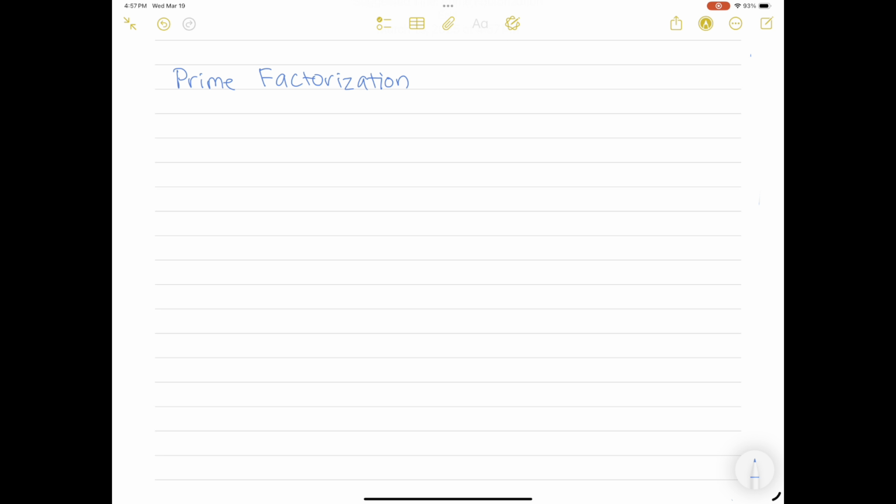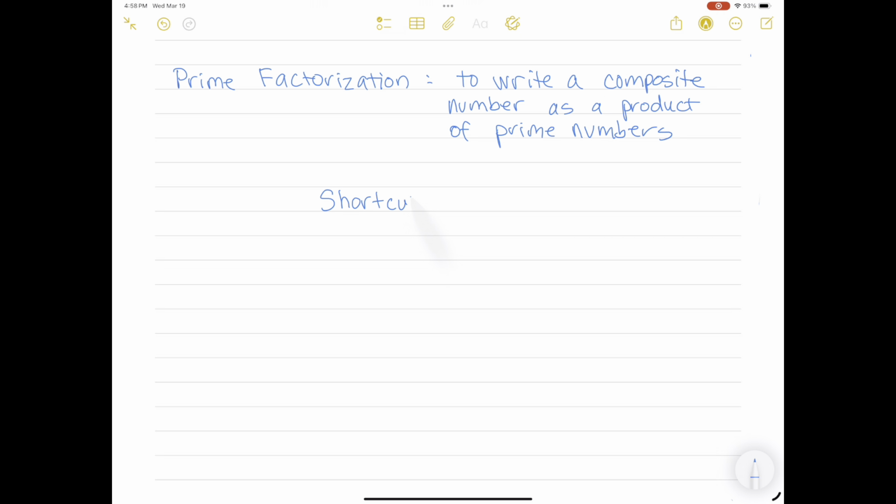Prime factorization is to write a composite number as a product of prime numbers. We can factor a number into prime factors by using either of the following two methods: shortcut division and factor tree. I will demonstrate the shortcut division method.